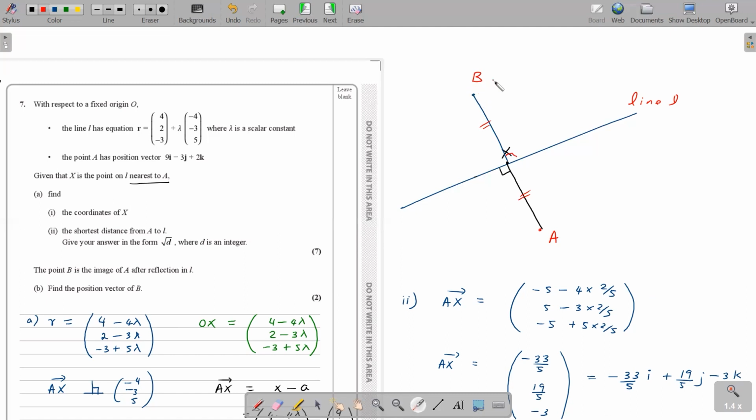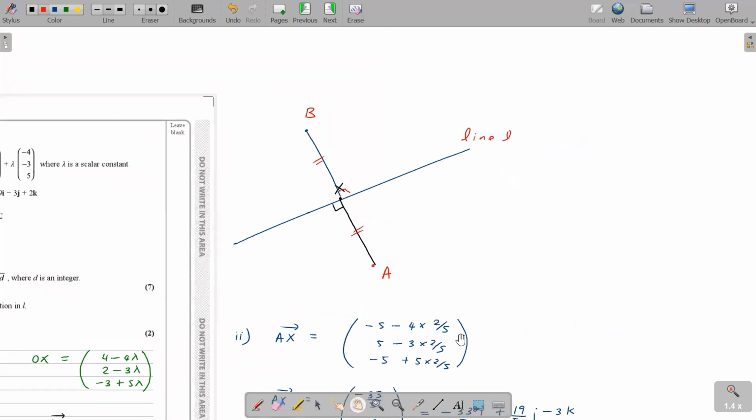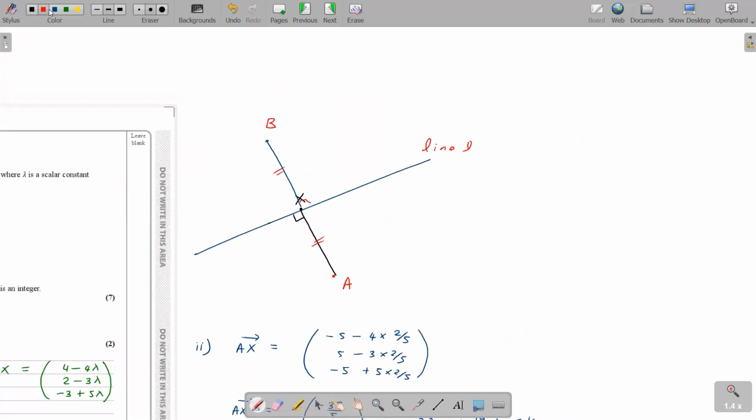How do you find the coordinate? There are 2 ways of doing it. What's the first way? You know the A coordinates. What are the A coordinates? Remind me again.